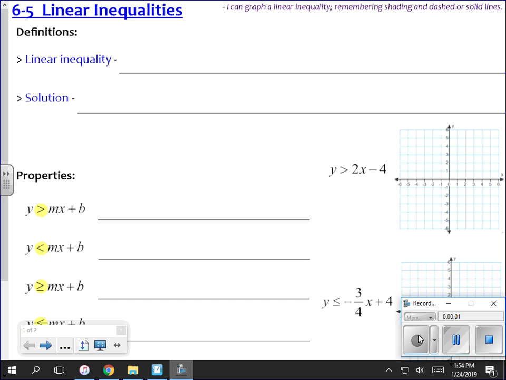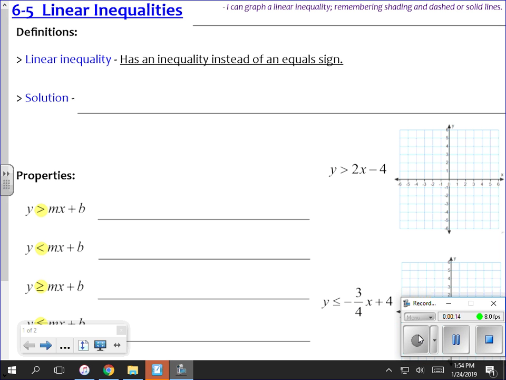Okay, linear inequalities. Linear equations are equations. They have equal signs, two variables, and when you graph them, you get a straight line. A linear inequality doesn't have an equal sign. It's got an inequality instead. Either greater than or less than, or greater than or equal to, or less than or equal to. Okay.